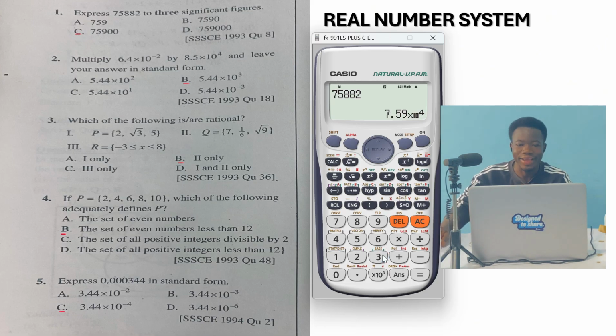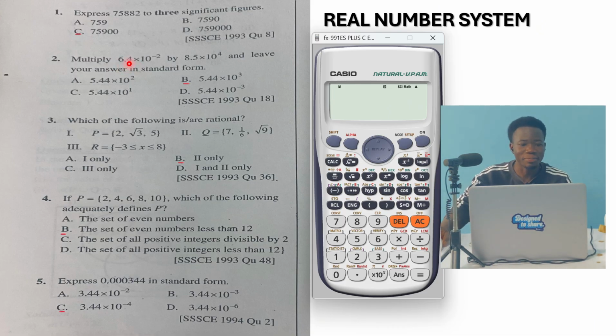And this is what it has given you: 7.59. Which means that our figure is going to end in 9. Ignore the point, but focus on the exponent here, which means the number of digits after the decimal point. So after the decimal point we have 1, 2, and the other 2 zeros will make it 4. So therefore, your answer is going to be 75900, which is option C. You are going to use this trick to solve almost all the questions.